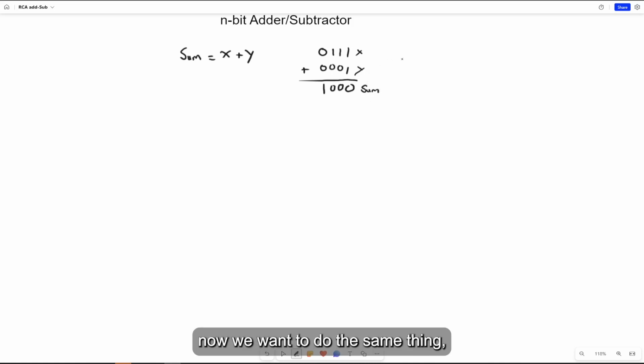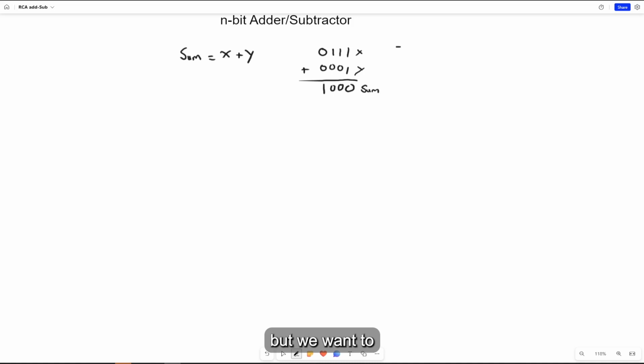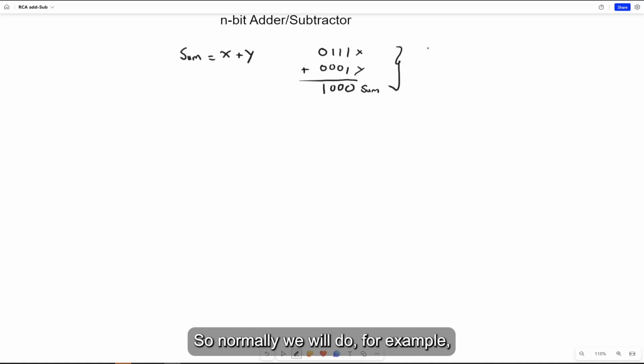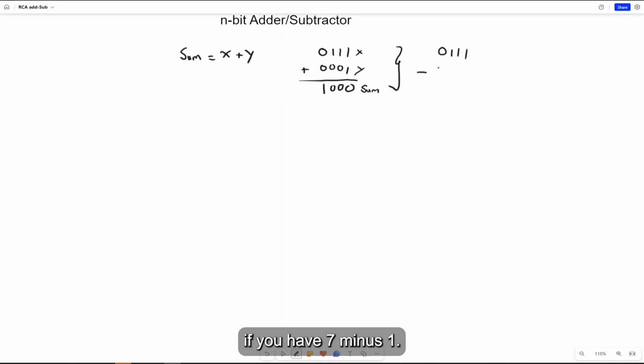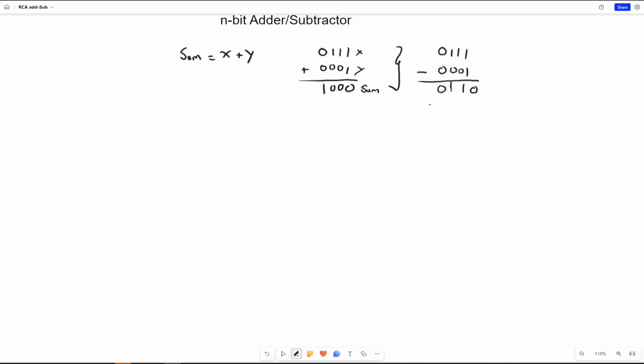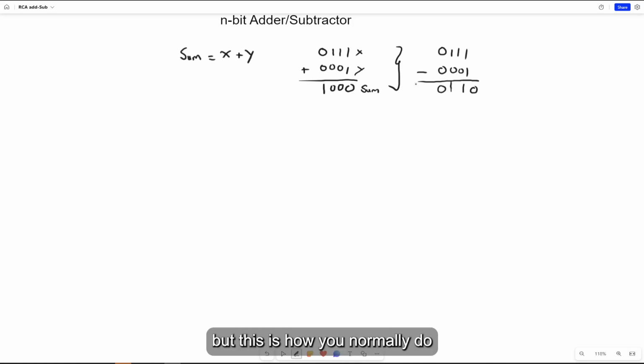Now we want to do the same thing, but we want to subtract. So normally, if you have 7 minus 1, this is going to be 0, 1, 1, 0. So this is 6. But this is how you normally do it for yourself, like normal mathematics.